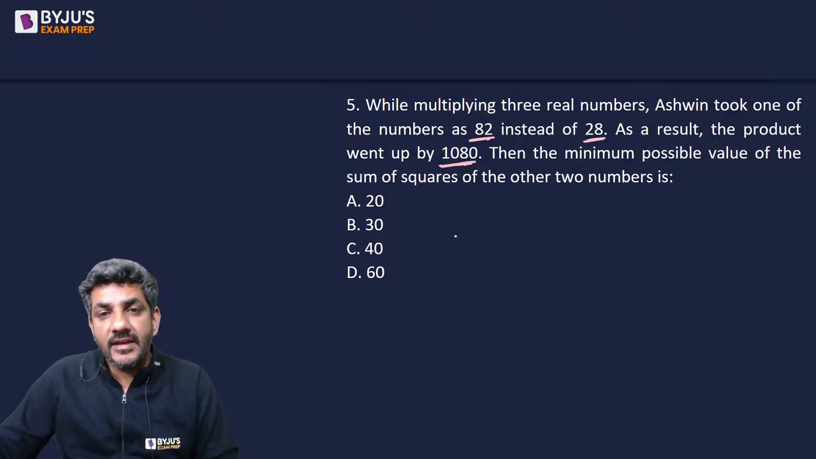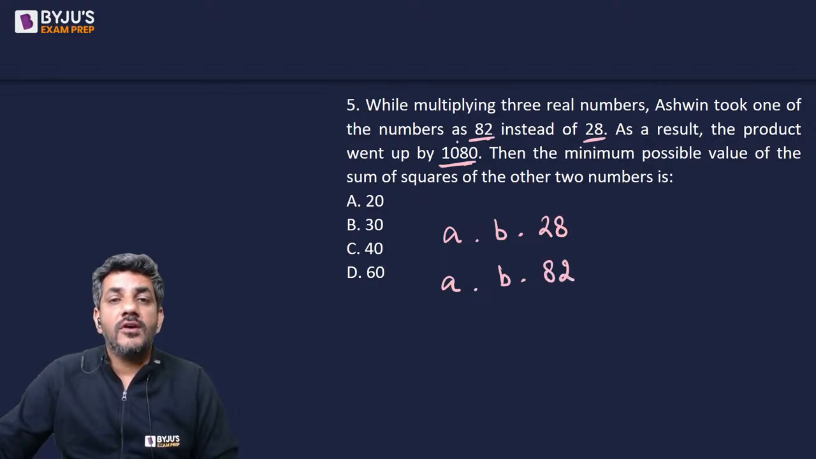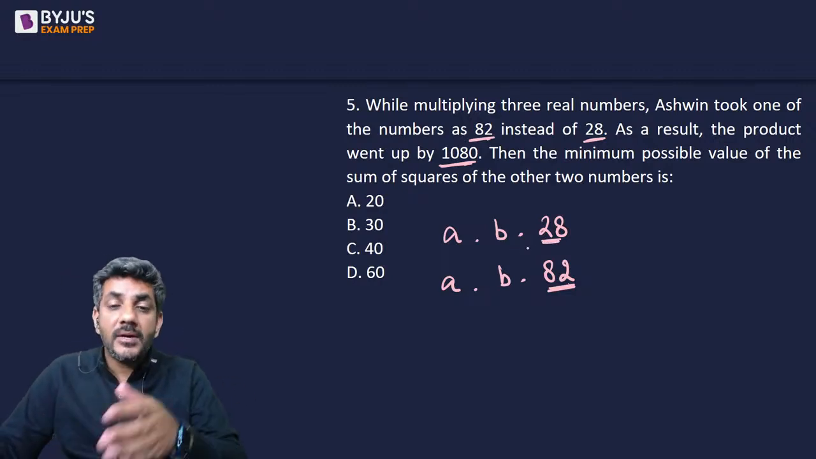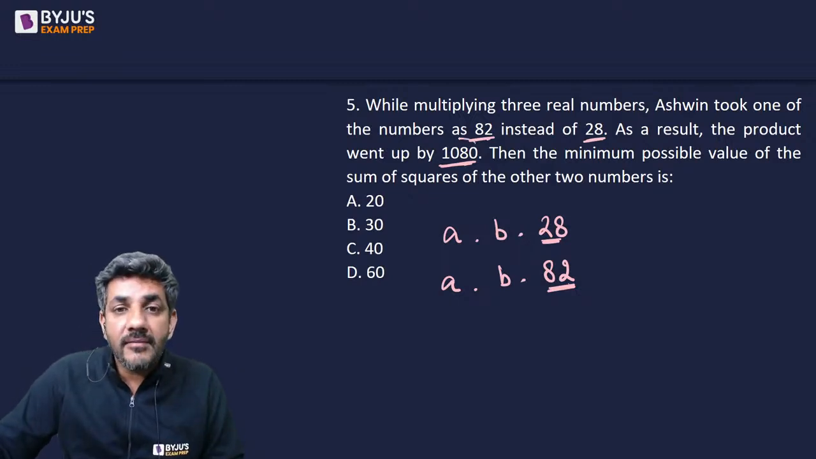So it says there are three real numbers. Let's say A, B, and 28. But by mistake, he took A, B, and 82. Ashwin took one of the numbers as 82 instead of 28. So he had to multiply AB with 28, but he did multiply AB with 82. As a result, the product went up by 1080.